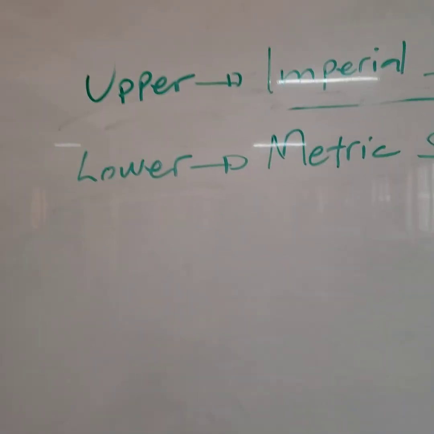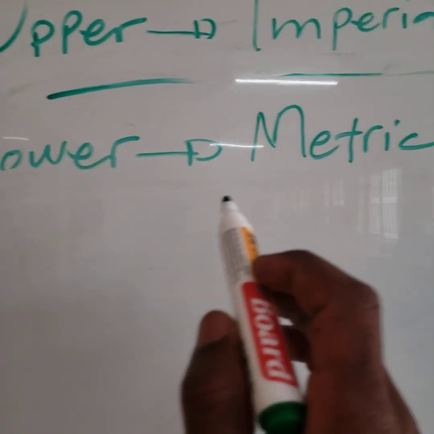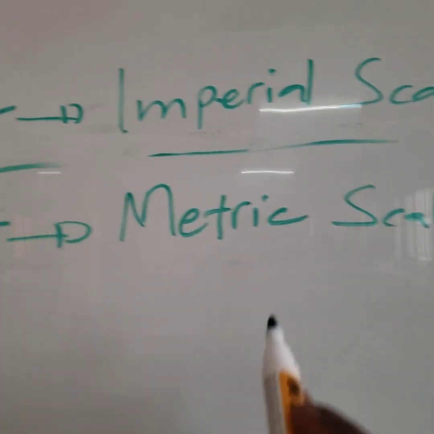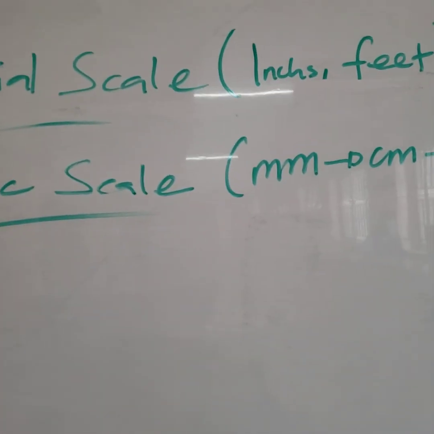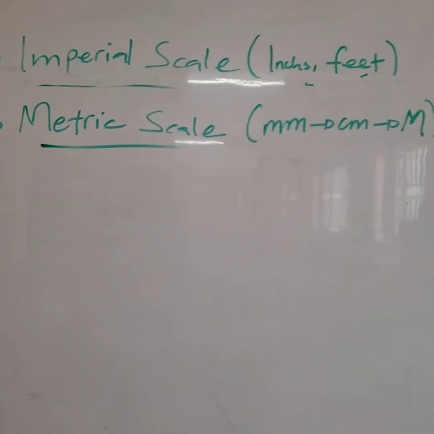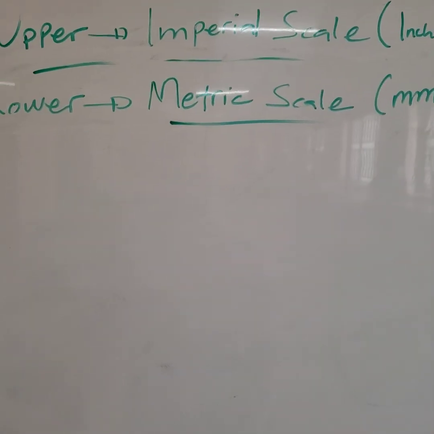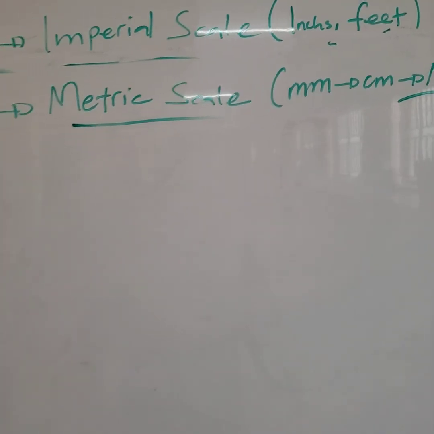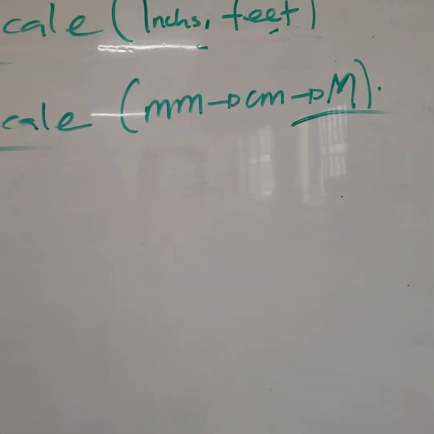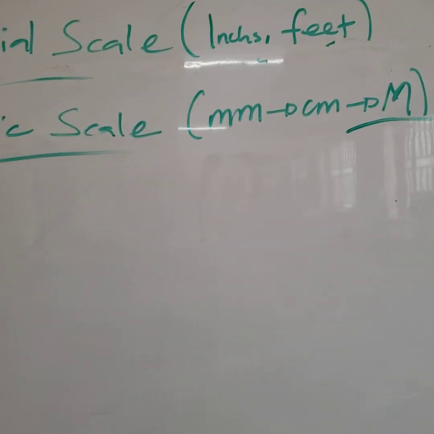The upper scale is called the imperial scale and the lower scale is called the metric scale. The upper scale measures in inches and feet and the lower scale measures in millimeters and meters. While we are at site, mostly in African sites, we always use the metric scale, the one in millimeters, centimeters, and meters.